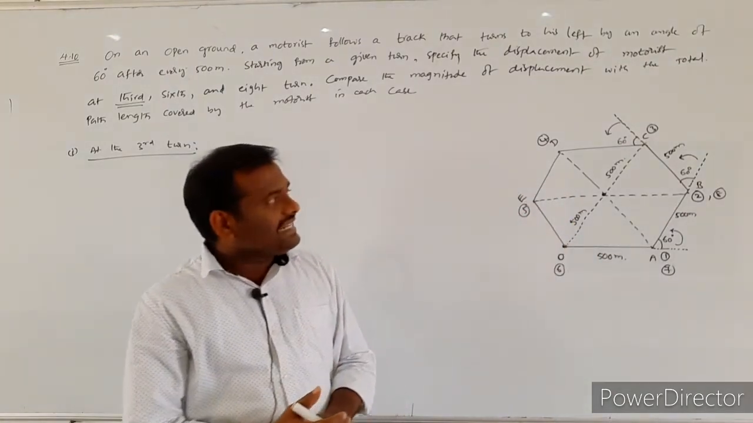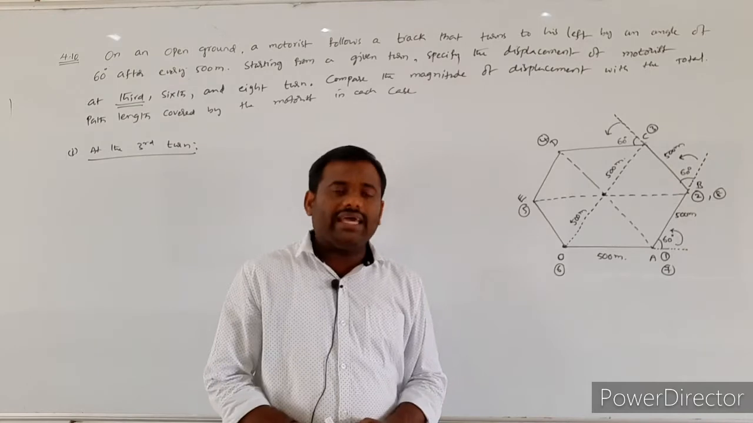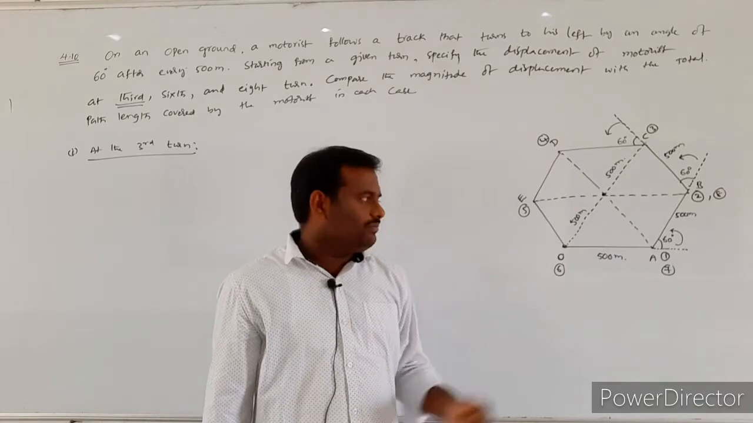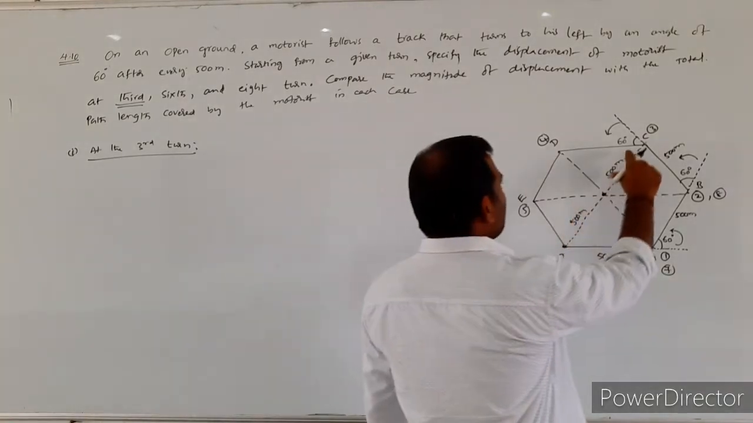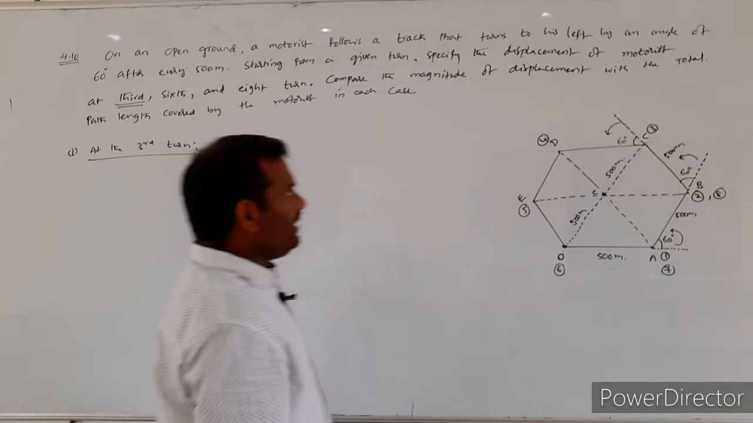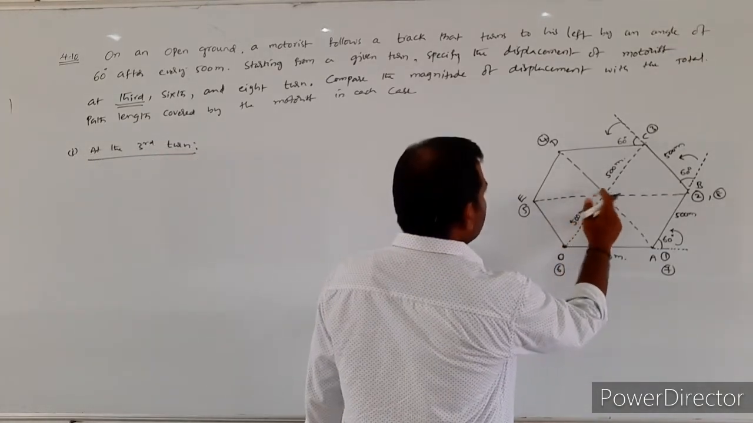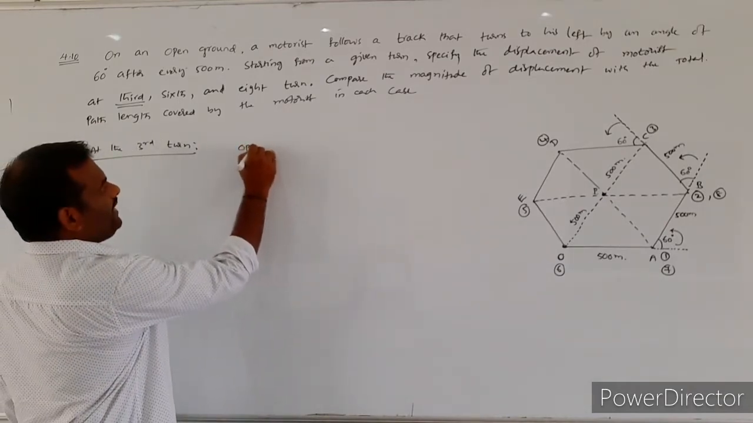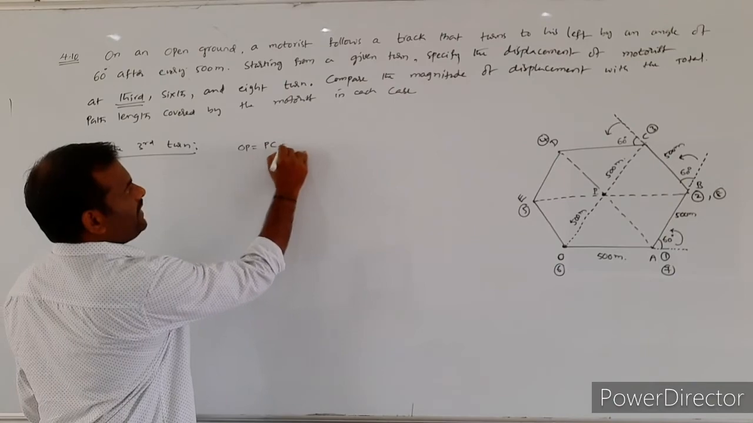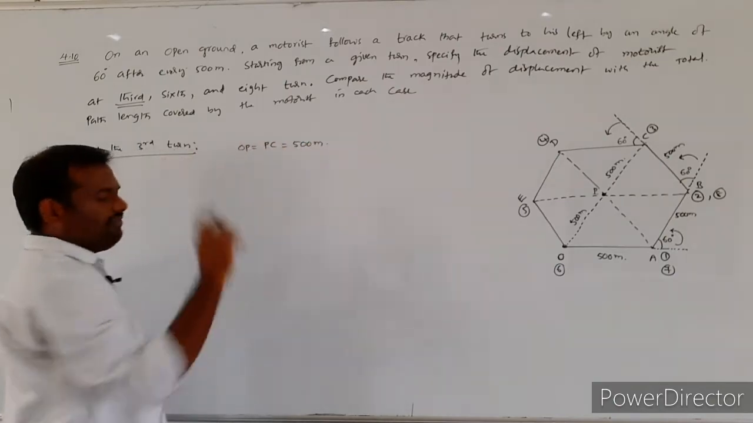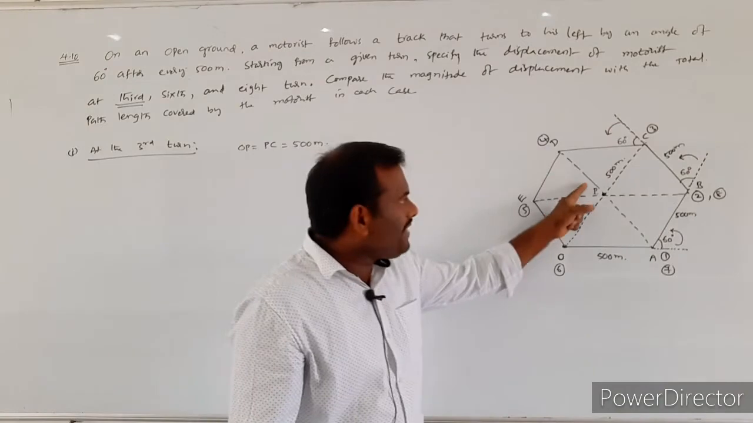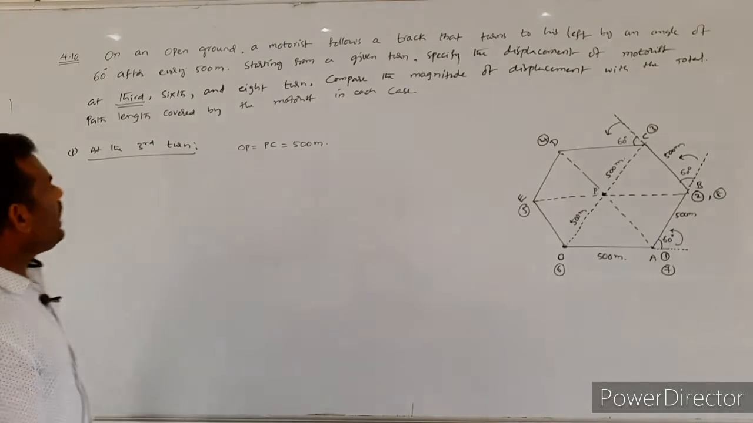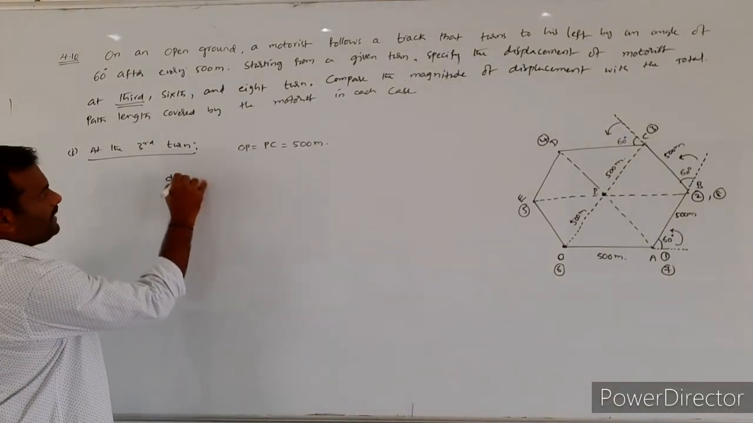So from the center of the hexagon to any one of the corners, the length remains the same. From the given diagram, let it be some point P. We will write OP is equal to PC, and that value is equal to 500 meters. OP is 500 meters, PC is 500 meters. Now, I want to calculate the first displacement value.